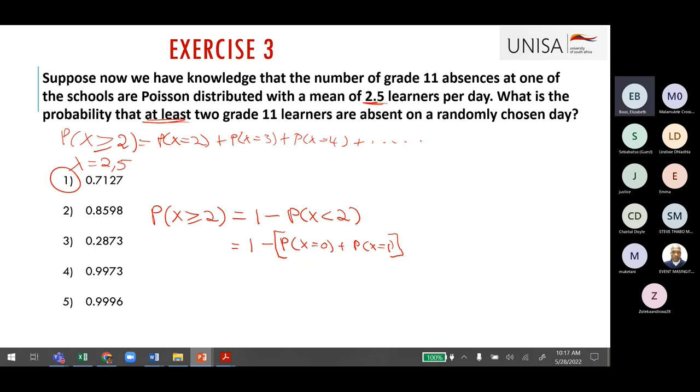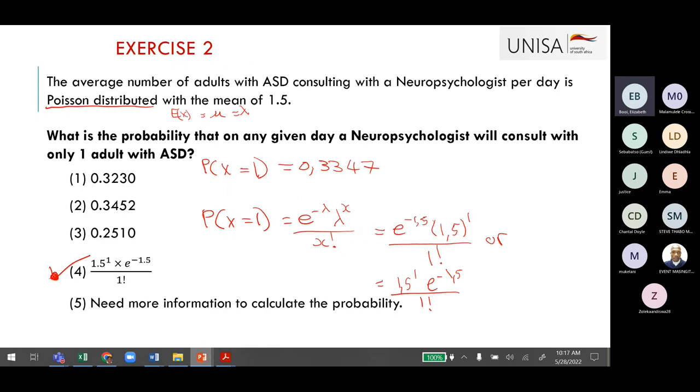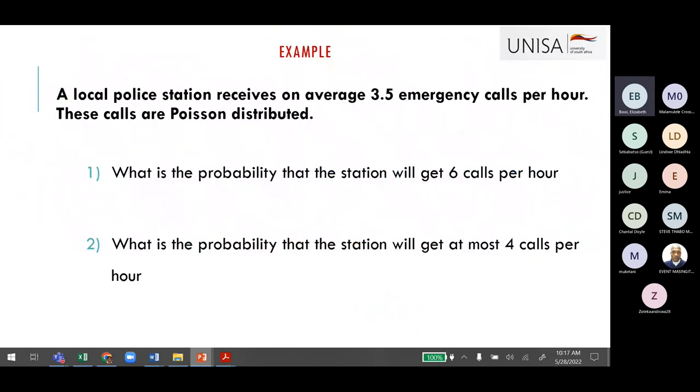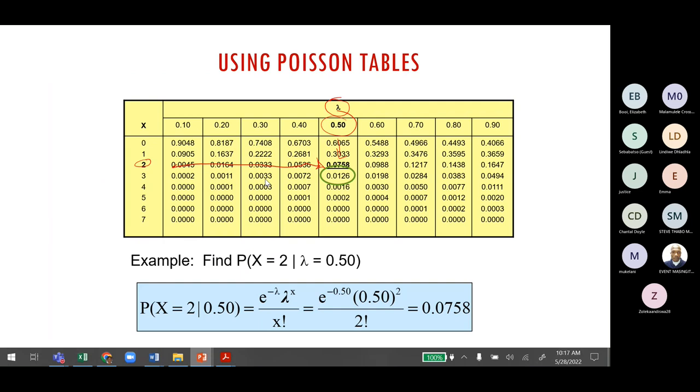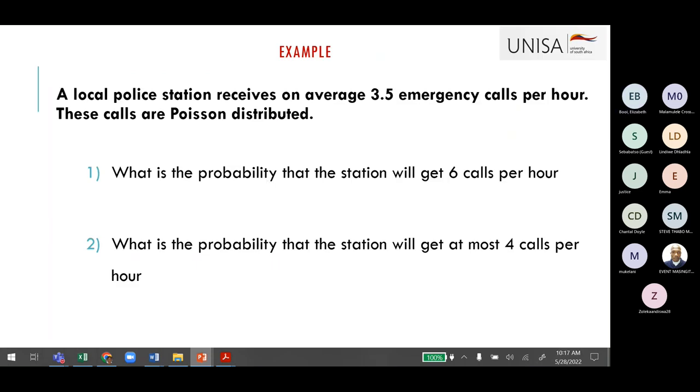Any questions? Any comments? Any queries? Let's go back to the other question that we didn't answer. I'm going to give you time to answer this question on your own. Let's see if you can answer that.